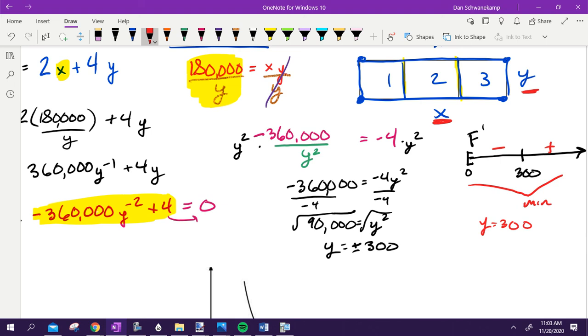How could I figure out my x? Plug it in. I plug it into my area equation right here, right? Because I can do that if I plug in right there. I would just plug it in and go. X is 600.